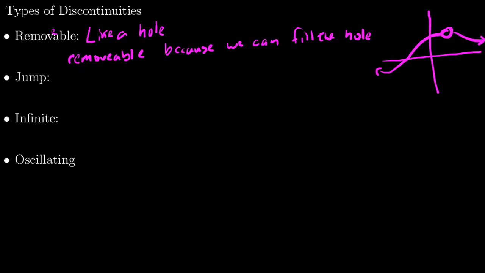A jump discontinuity is kind of as it seems, where the function jumps. And if we talk about limits, which we'll eventually get into with continuity, the left-hand limit and the right-hand limit are different real numbers. So, for instance, if I have the step function, the floor function, this has many jump discontinuities, where at 1 it jumps up, at 2 it jumps up, at 3 it jumps up, and so forth and so on.